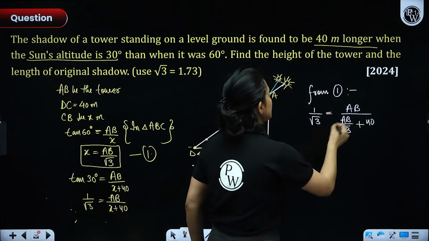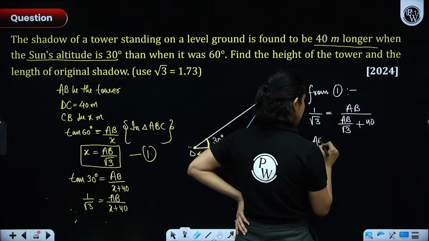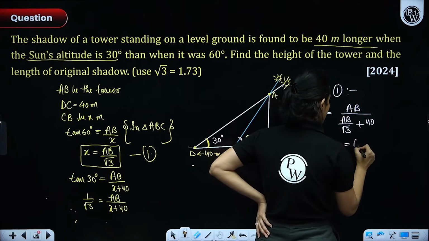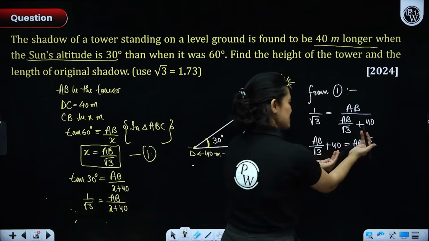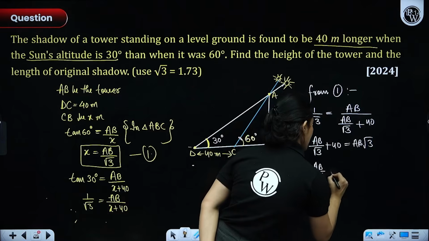Okay, chalo. Now here let's just simplify this, everyone. So on simplification I'll get this. AB by root 3 plus 40 is equals to AB root 3. Let's take all the ABs together. Okay, so I'll bring this here. So I'll get AB over root 3 minus AB root 3.